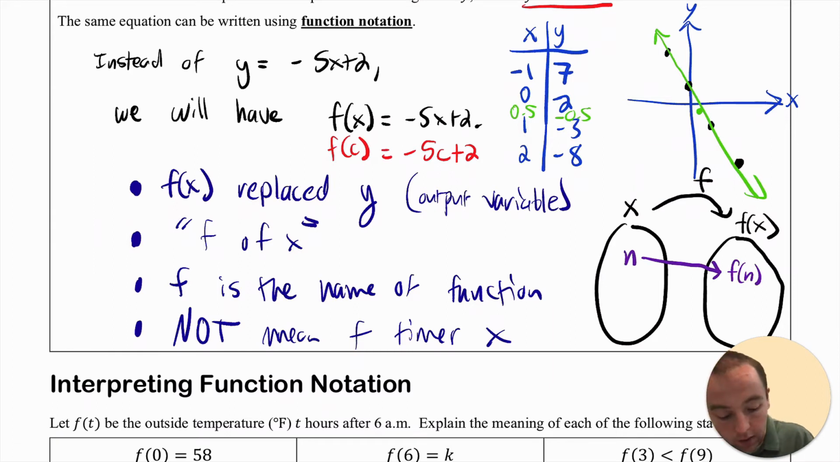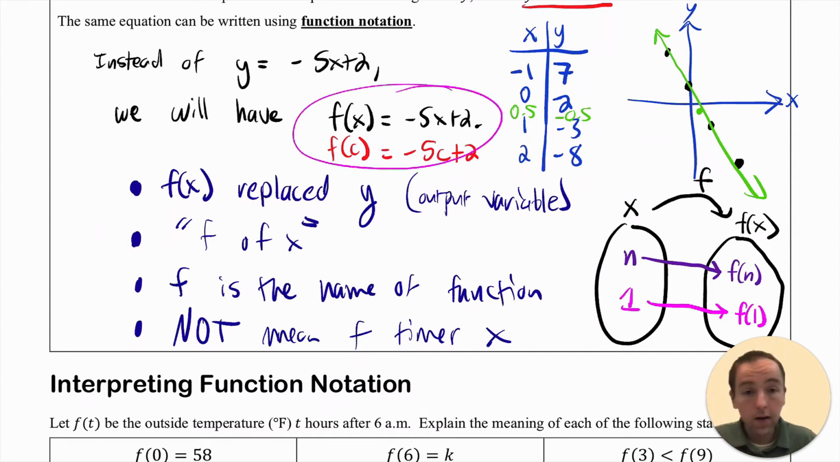So if I pick a number, let's say I picked 1, then 1 is going to map to f of 1. But if we use the rule f that we defined, the rule negative 5x plus 2, we should be able to figure out where this input of 1 is going to map. And we have that reflected in the table: the 1, when it's an x value, maps to a negative 3 y value.